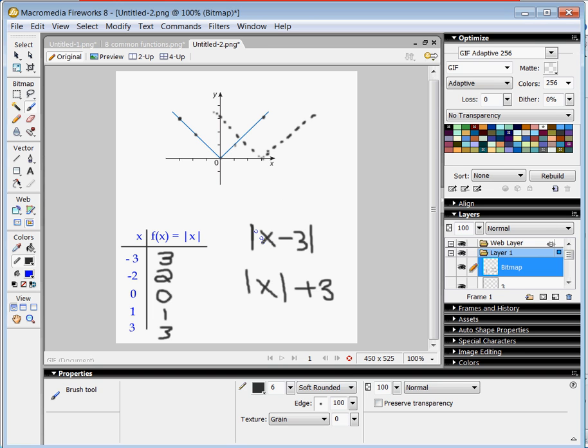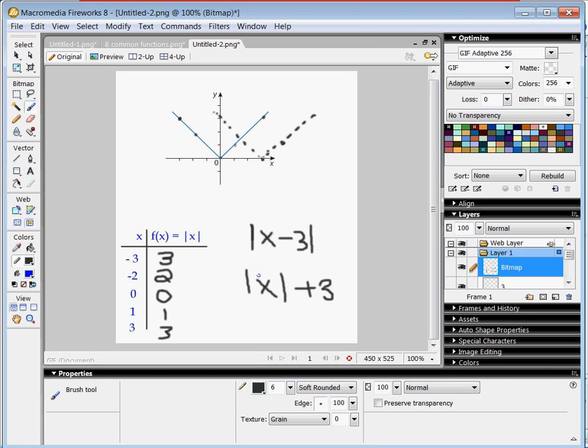So when x is 3, 3 minus 3 is 0, that's good. When x is 4, 4 minus 3 is 1, that's good. When x is 2, 2 minus 3 is negative 1. So anyways, you get the idea. And make a little chart. I'm not doing it to show you because I'm just trying to do it real quick for you.